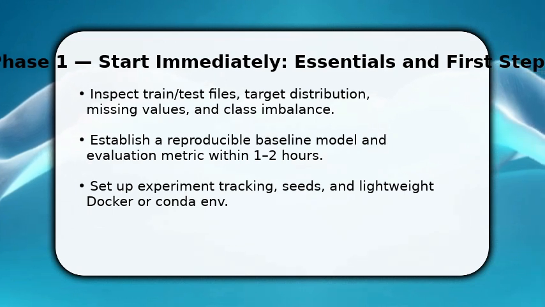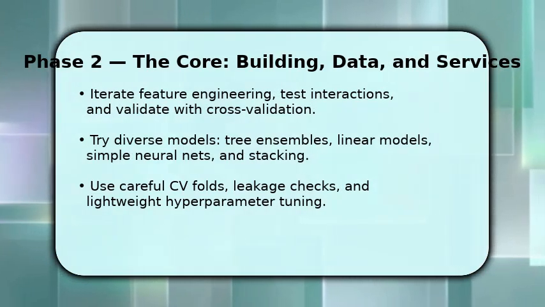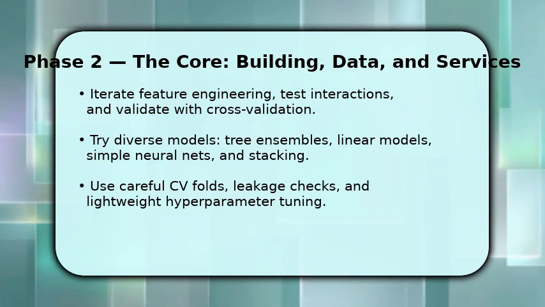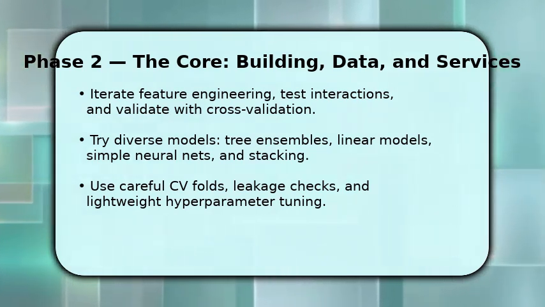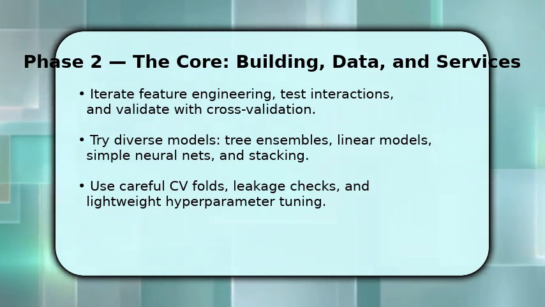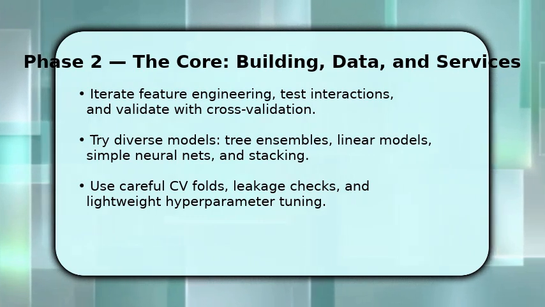Now you expand features and iterate. Create domain features, engineered interactions, and normalized inputs, and validate each change with cross-validation. This shows why a feature helps. Then diversify models: gradient boosting, regularized linear models, and compact neural nets, and compare their out-of-fold scores.